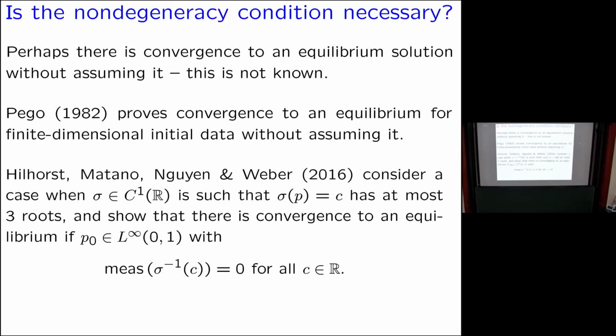Then there's this paper of Wörz-Busekros, Matano, Nguyen, and Weber. They consider a case where sigma is actually a C1 function on the whole of R, so it doesn't blow up at 0, and with sigma of p having at most 3 roots. And then they show that there's convergence to an equilibrium if the initial data is in L infinity, and the measure of sigma inverse of c is 0 for all c in R.